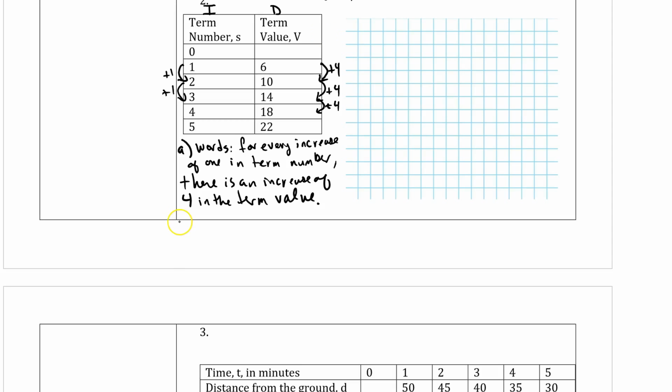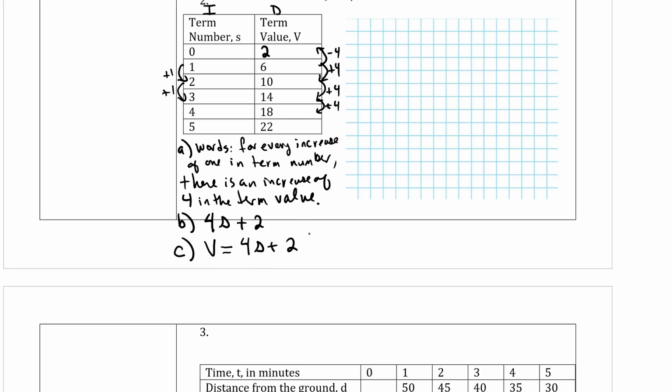So if I were to write an expression, I need to figure out what my 0th term is. So if every single time I go down, I add 4, I'm going to subtract 4 to get my 0th term. So 6 minus 4 is 2. So I know that my constant is going to be 2, and we're going to multiply the term number by 4. So 4s plus 2. If I'm to create an equation from that, I'm going to say that the dependent variable, or my v, my term value, is 4s plus 2.